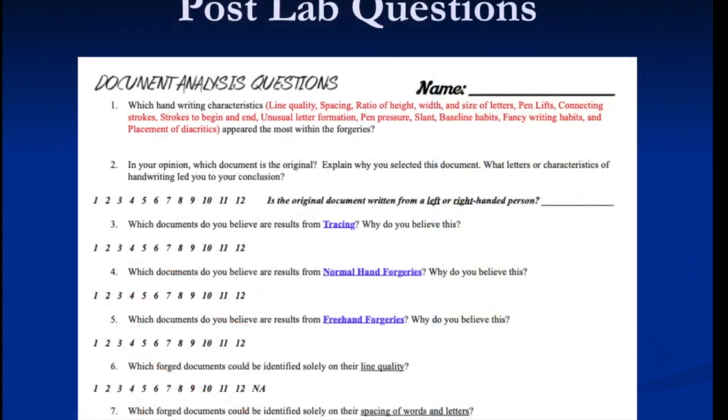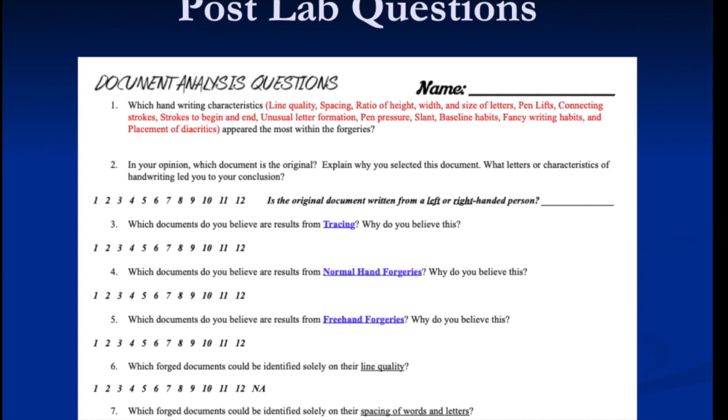Then you have a Postlab. And the Postlab is just identifying between the 12. So for example, let's just look at number 2. It says, in your opinion, which document is the original? You're going to circle 1 through 12. So 3 is surely not the answer. Number 3, which documents do you believe are the results of tracing? So you'll circle all the documents 1 through 12 that you think were tracing. 4, all the documents that you think were normal hand, which means the one that we saw, that they just wrote in their own handwriting and they did not try to mimic it. And then freehand, where they tried to mimic the writing, but they did not trace it.